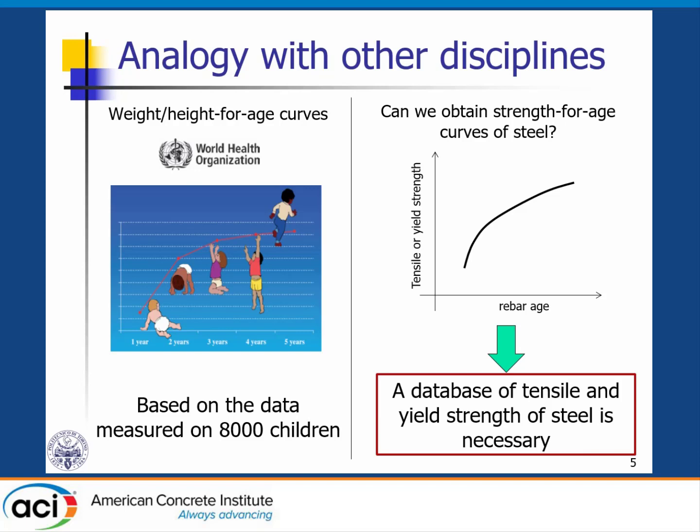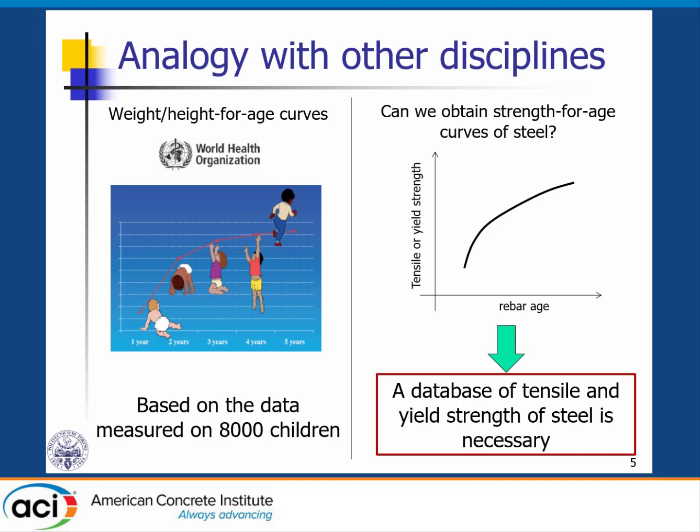We can try to make an analogy with the weight for age curves that the World Health Organization has introduced for assessing the health of children. As you can see here, according to the age of the babies or of the children, you can find the right weight in order to assess their health without doing any test, blood test or something like that. So we would like to do the same also for the tensile or yield strength of steel according to the age of the rebar. For doing this, the World Health Organization used a database of the data taken on about 80,000 children.